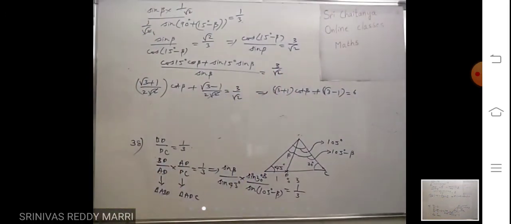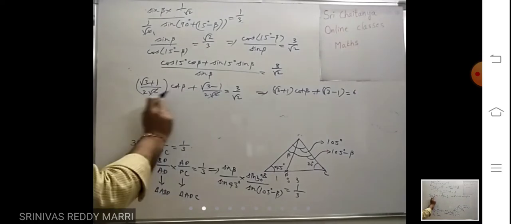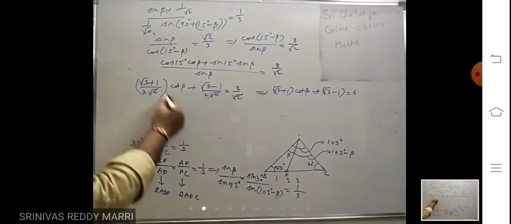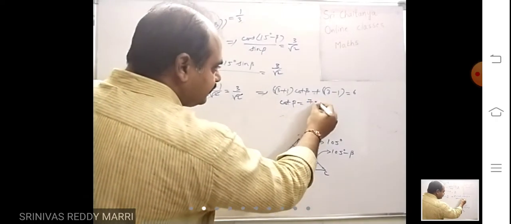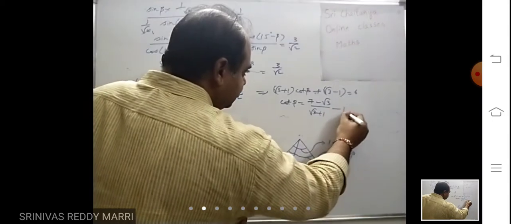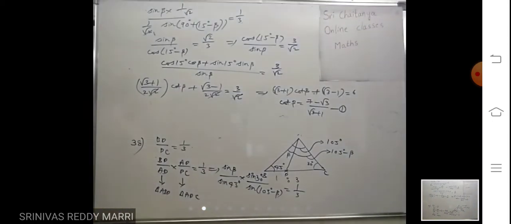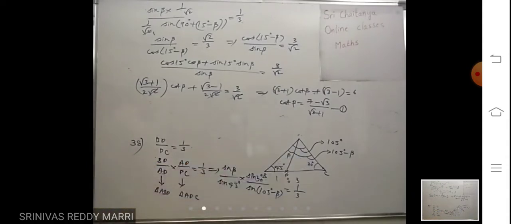So root 2 cancels. So this is nothing but 6 that side. This 2 you bring that side. Root 2 will get cancelled. 3 bring that side. So cot beta is nothing but 7 minus root 3 divided by root 3 plus 1. So cot beta I got that value, which is what the question wanted. Keep it like that.